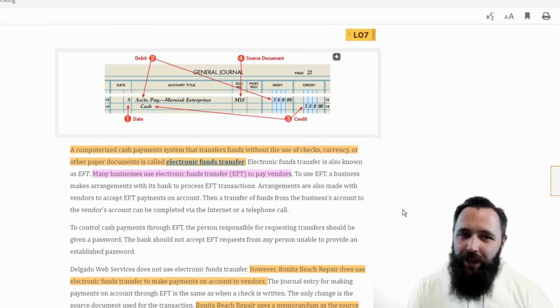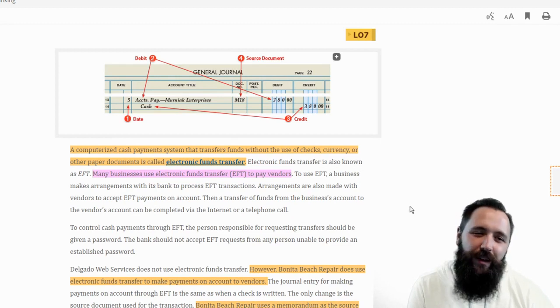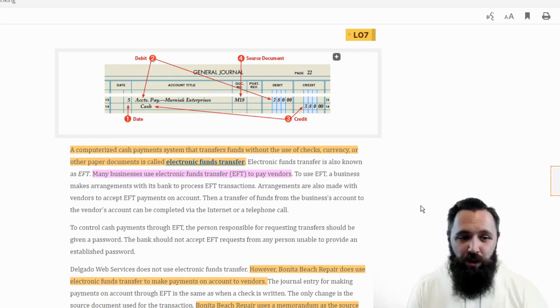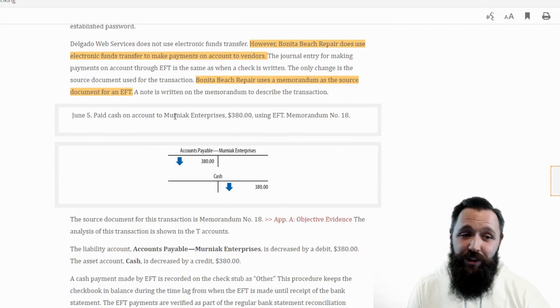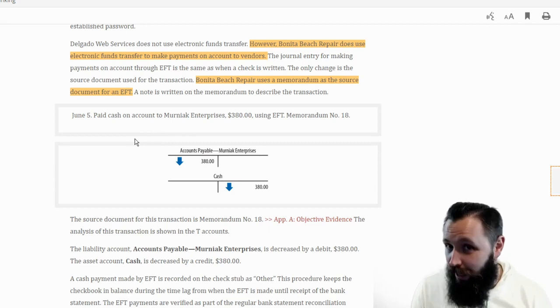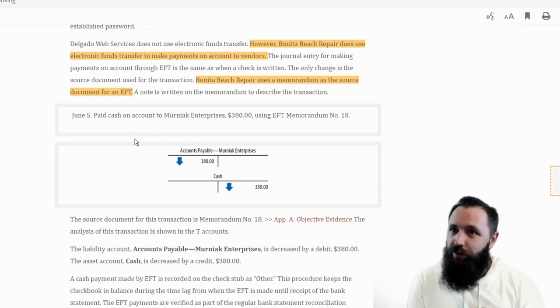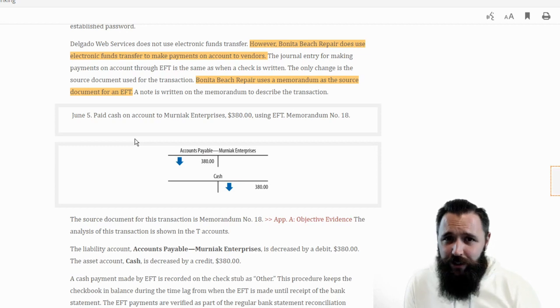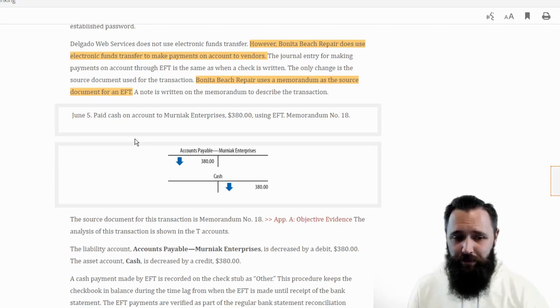So when we look at it, it's the same thing, right? And they just decided to use accounts payable here, like we owe money to Murniak Enterprises, obviously. It says paid cash on account to Murniak Enterprises using the EFT. It even says paid cash on account, even though we're transferring the money, so there's no exchange of cash, but we still treat it like cash, if that makes sense. Just like if you went on Amazon and you put your debit card in and you transferred money to Amazon, it's still your cash that's disappearing, right? The amount in your bank account.